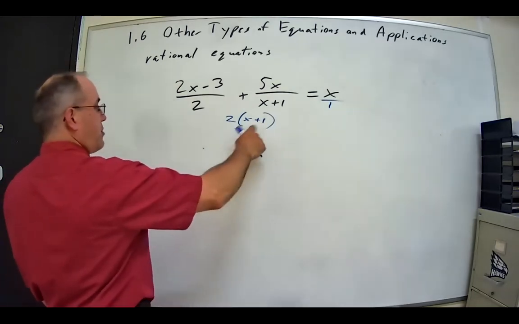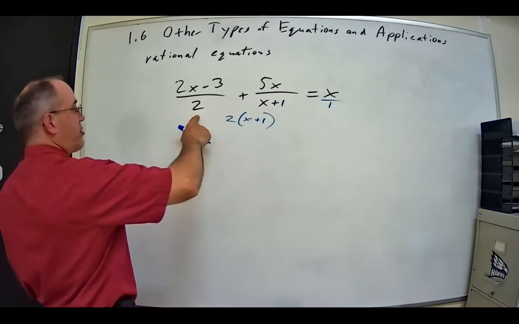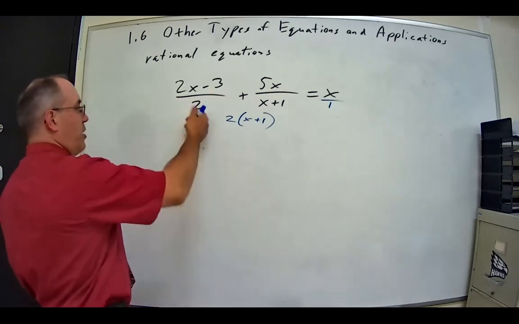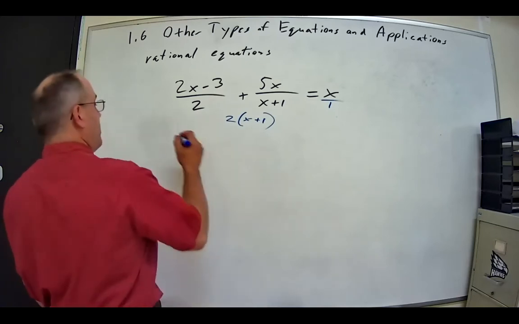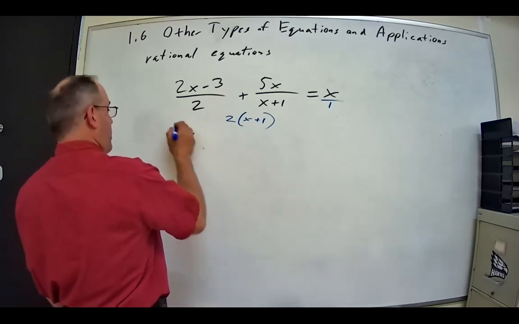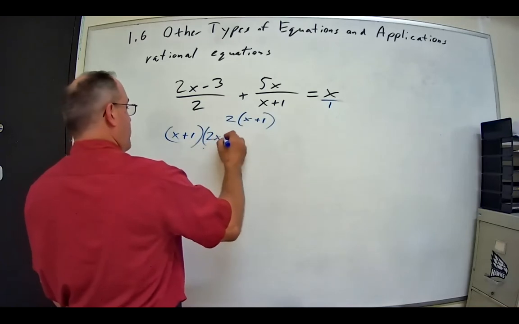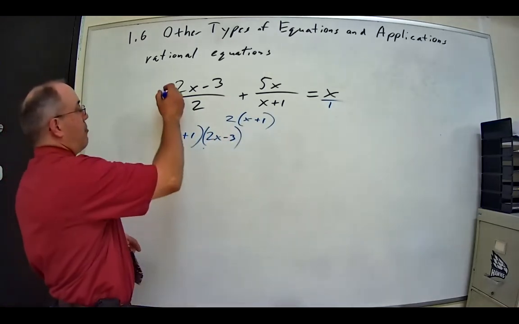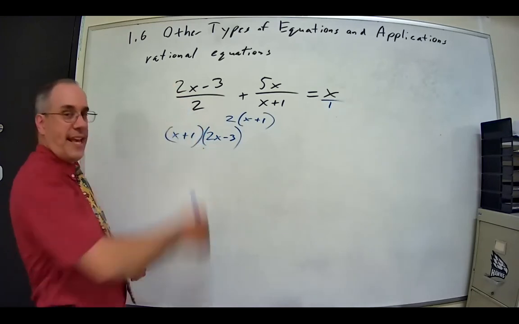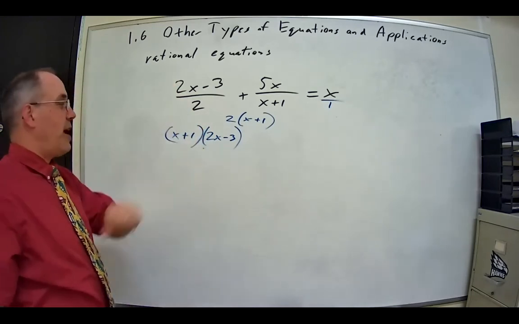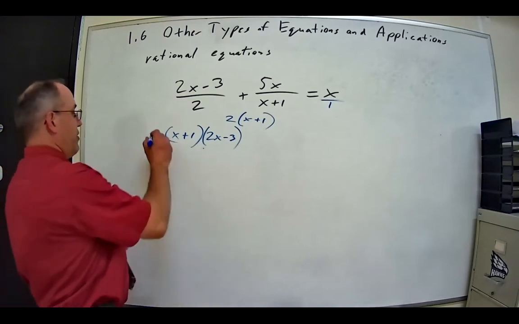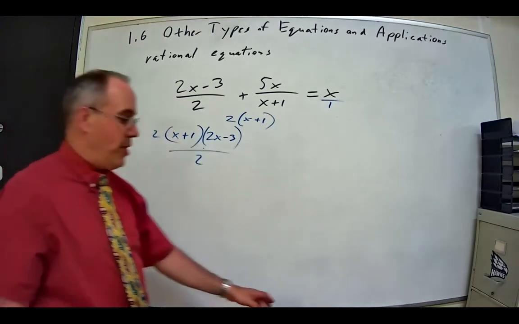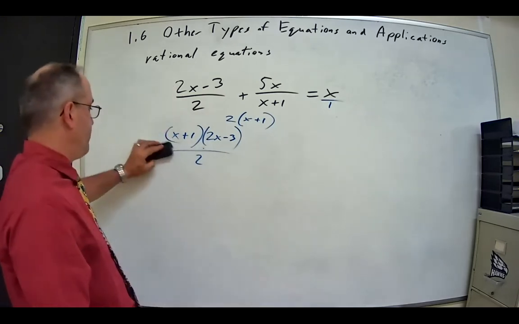So I go 2 times (x plus 1). Well, the 2's already here, so I'm just going to multiply this by the (x plus 1) and cancel out that 2. So I'm going to have (x plus 1) times (2x minus 3). You could say that I multiplied it by 2, but then I just canceled that 2, so that's why I didn't write it down. I could leave it as 2 over 2, but I'm just going to cancel that anyway, so why bother writing that down?